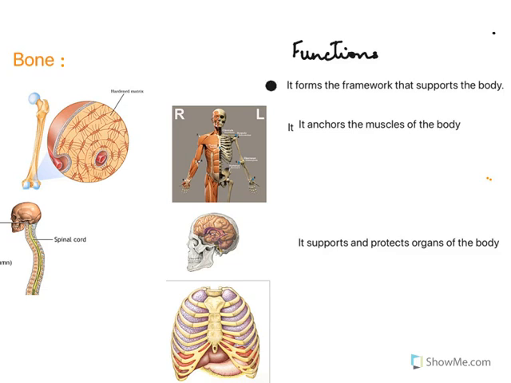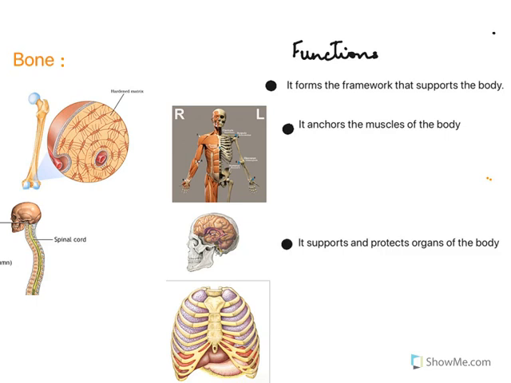The main function of the bone is protection. In the first case, it forms the framework and supports the body. It also anchors the muscles of the body. If you see in this picture here, all the muscles of the body are attached to the bone. It acts like an anchor where the muscles get attached to the skeleton.